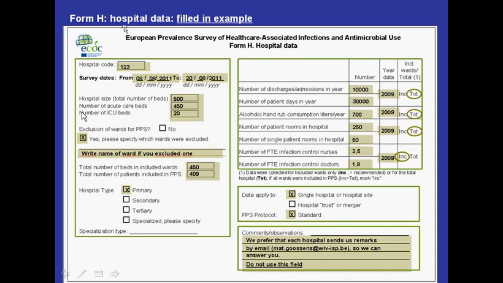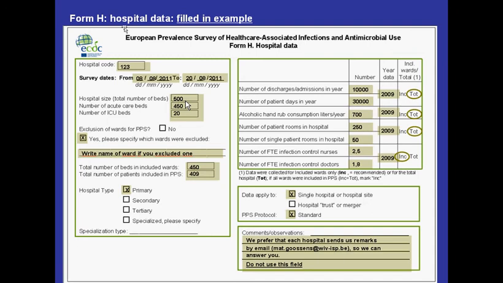Next, you will give the number of beds for your hospital. These are not exact numbers, but rounded numbers. The hospital size, total number of beds, should be rounded up to the nearest 25. 476 becomes 500, but 499 also becomes 500.